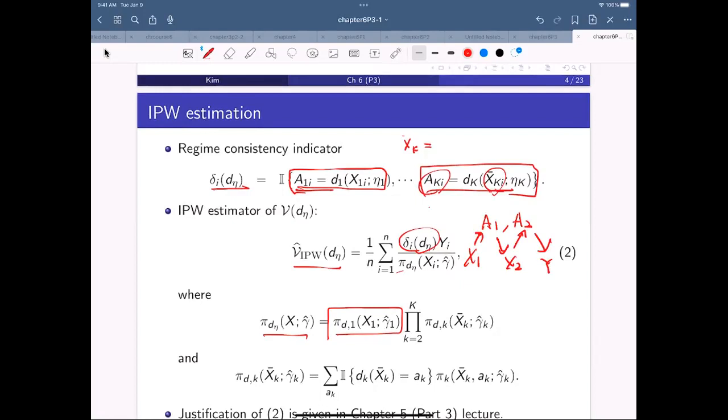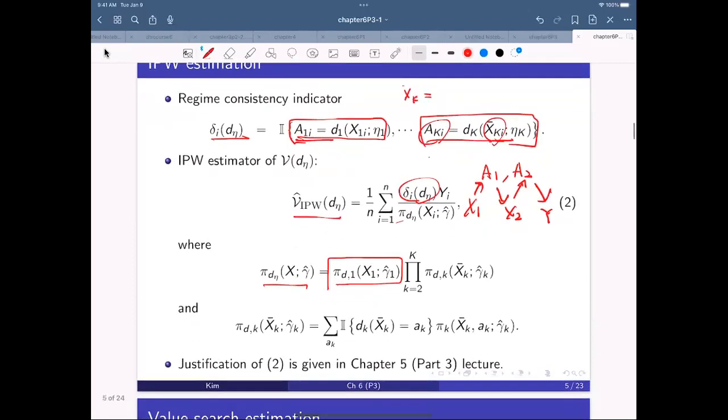So then a_k should depend on x bar k, right? So that's no problem. I don't know, is that okay now? Okay.